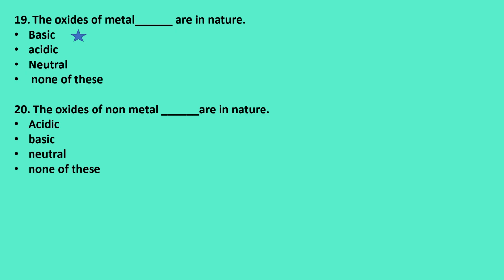Question number 20. The oxides of non-metal are dash in nature. Acidic, basic, neutral, none of these. So here oxides of non-metal are acidic in nature.